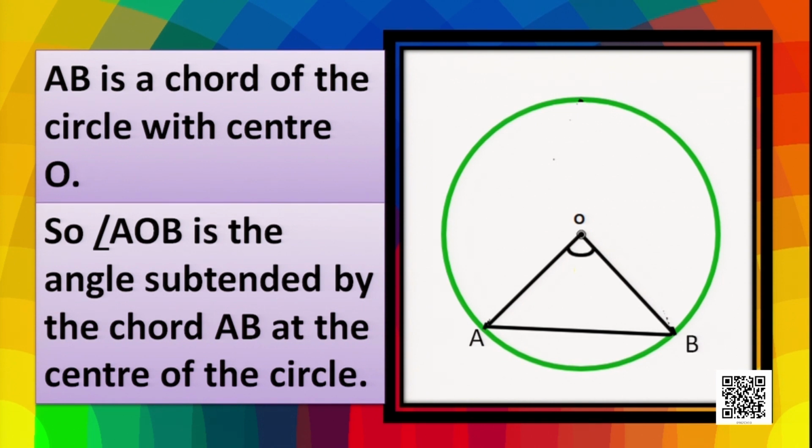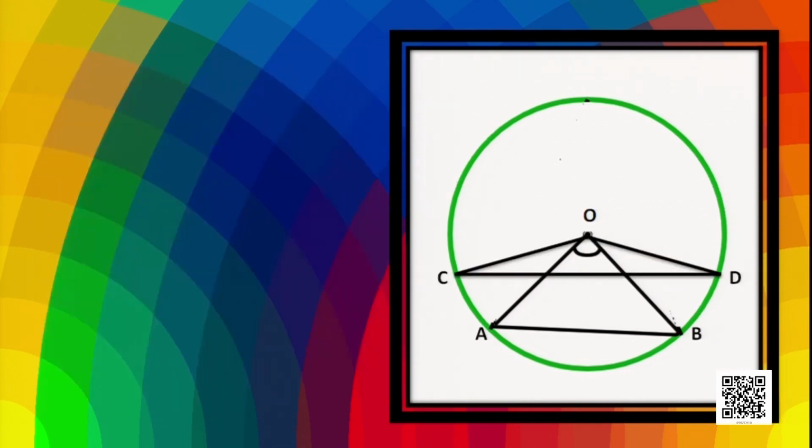Now consider two chords here, CD and AB. As you see, these chords are unequal. Chord CD is greater than AB. The angle subtended by CD is COD, that is at the center. Similarly, the chord AB subtends the angle AOB at the center. Which is greater? The angle COD is greater.